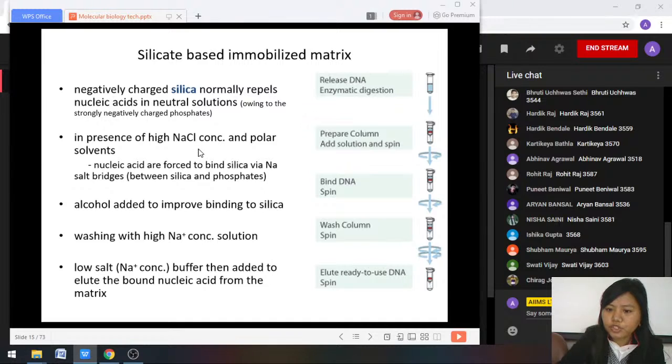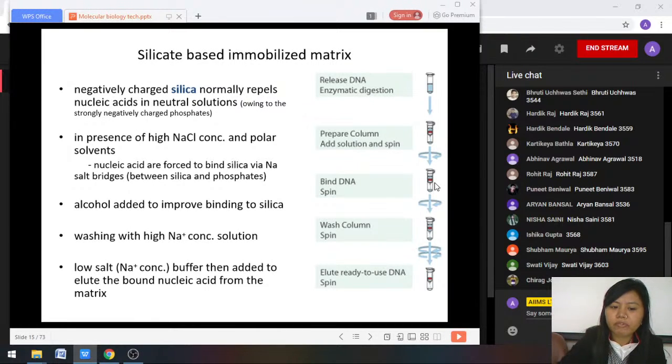But when you change your buffers, you increase your sodium chloride concentration, you add different solvents, this nucleic acid is forced to bind to the silica membrane while making the sodium salt bridges. We also add ethanol in it, which improves this binding. And subsequently, the DNA or your nucleic acid is now bound to your silica membrane, and above it is all the non-bound particle. Only the nucleic acid has bound, so all the carbohydrate, lipid and other protein materials are unbound.